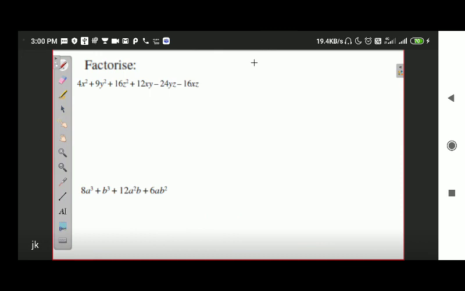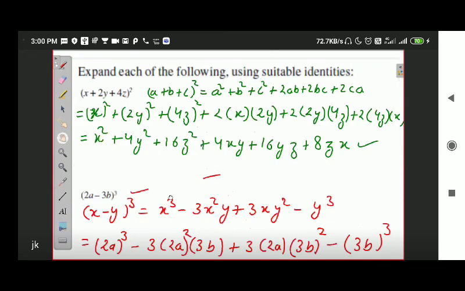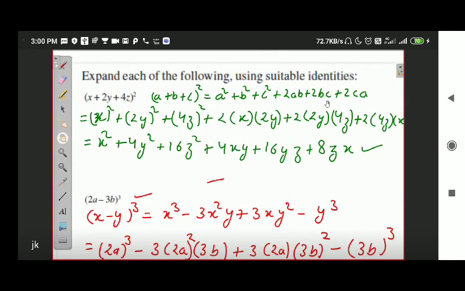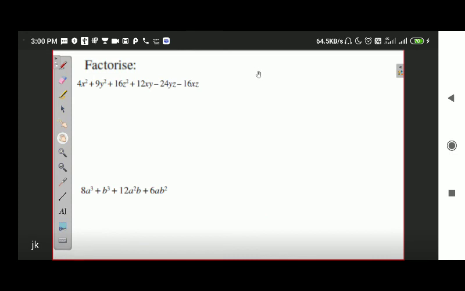Okay, next is factorization. In the earlier questions, in the form of expansion, we converted whole square into expanded form. And from now onwards, we will convert the expanded form into factorized form. Okay, we will convert the expanded form into factorized form.